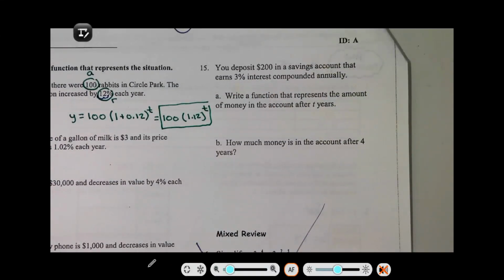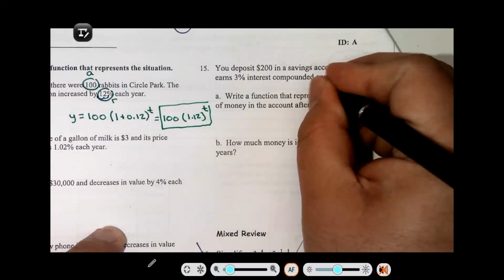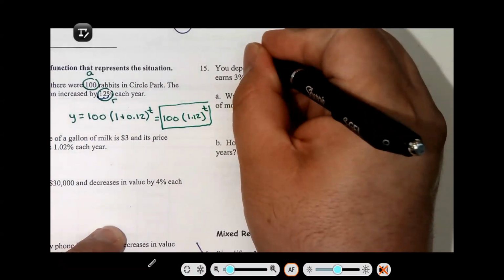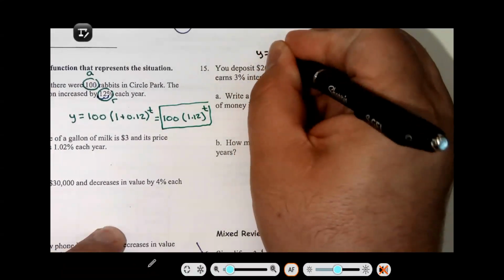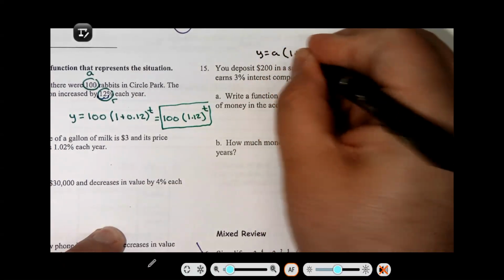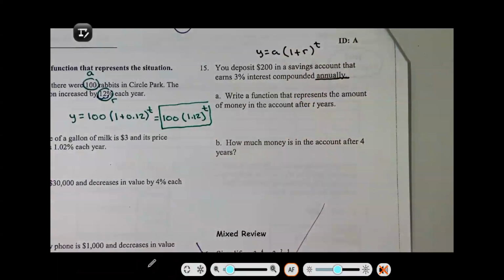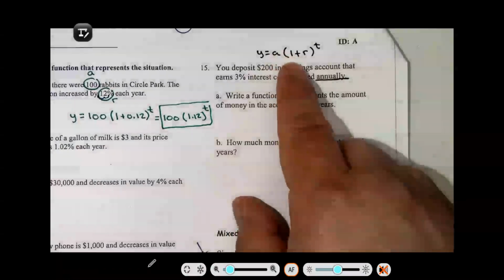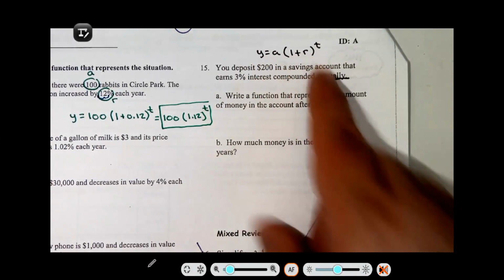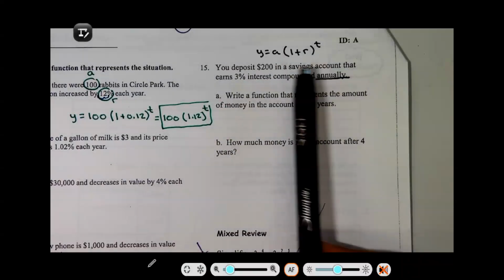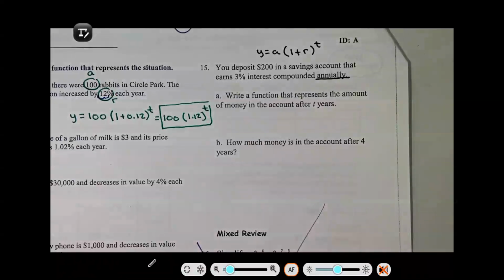All right, so it says you deposit $200 in a savings account that earns you 3% interest. And it's compounded annually. So because it's going to happen just once a year, annually, we actually get to use the formula that says y is equal to a(1 plus r) to the power of t, because it only happens once a year, so we get to use this. Now remember, one of the biggest things in using this equation is knowing what the letters stand for. So I'm going to read the problem again, and we're going to try to figure out what letter it represents.